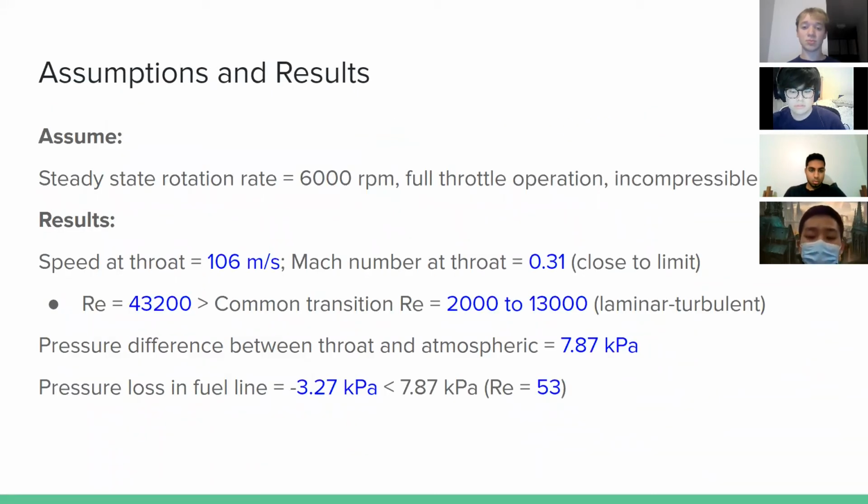The Mach number of the throat we get is close to the compressible limit, but we believe it's still reasonable to assume that the fluid is incompressible. One noticeable fact is the Reynolds number inside the throat, which is around 43,000, is much higher than the transition Reynolds number from laminar to turbulent. And this causes turbulence in the flow and makes the fuel and air mix better.